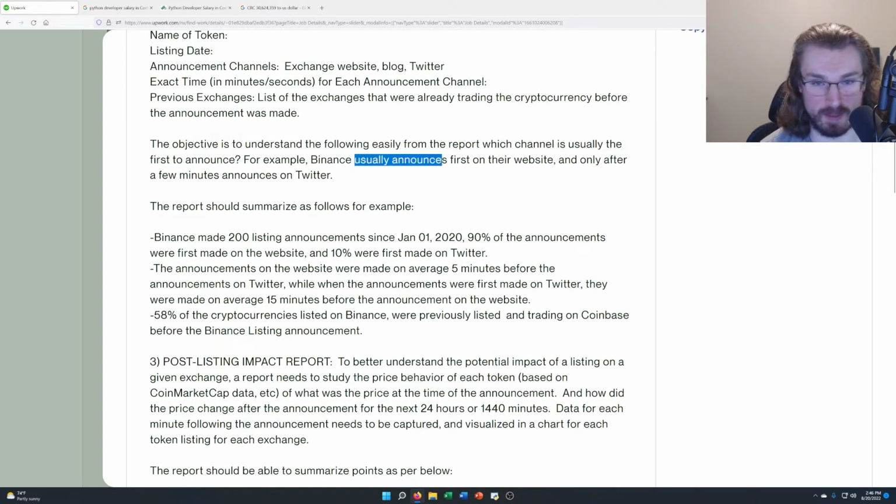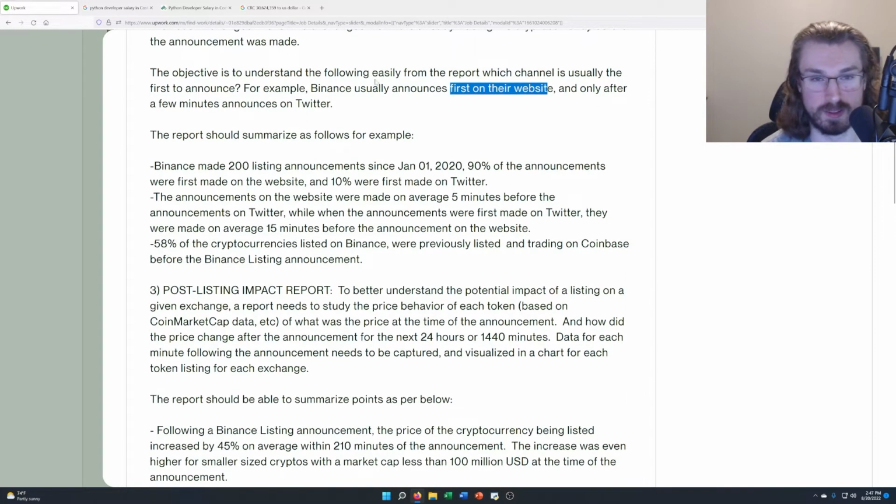He's saying this one place usually announces first on their website and only after a few minutes announces on Twitter. So they're trying to figure out which news source, which URL or website would report on this first, because you would want to use that as when it came into the system, especially if you're trying to meet that half of a second requirement to alert that there's a new offering, which makes sense because this would be when you would be buying in likely at the lowest, right?